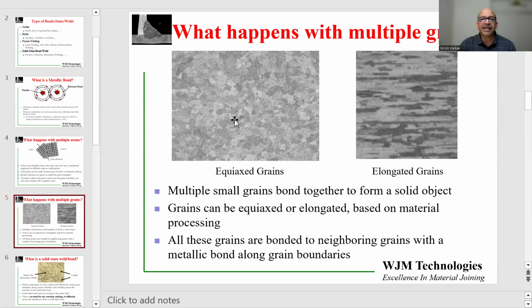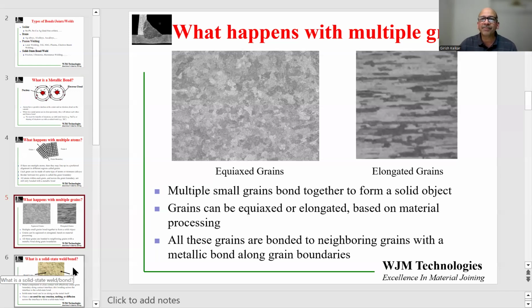Now all these grains are bonded to each other with their metallic bond. So along the grain boundaries and within the grains, the bonding is still a metallic bond. For example, I'm holding here a strip of aluminum sheet, and this aluminum sheet is likely to have thousands and thousands of grains, and it is still pretty strong. So the grains are not falling apart. It has a certain amount of strength as would be expected from a piece of aluminum. And all of these grains are bonded by this metallic bond.